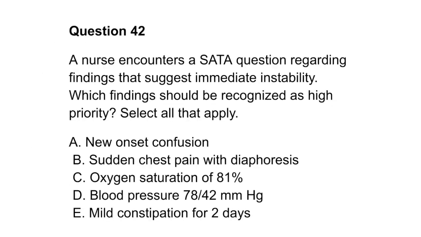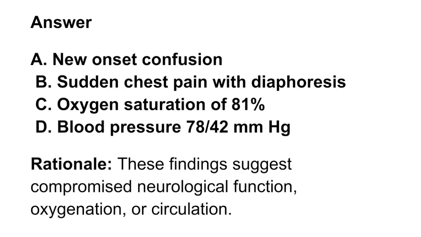Question 42. A nurse encounters a SATA question regarding findings that suggest immediate instability. Which findings should be recognized as high priority? Select all that apply. A. New onset confusion. B. Sudden chest pain with diaphoresis. C. Oxygen saturation of 81%. D. Blood pressure 78/42 millimeters of mercury. E. Mild constipation for 2 days. Answer. A. New onset confusion. B. Sudden chest pain with diaphoresis.